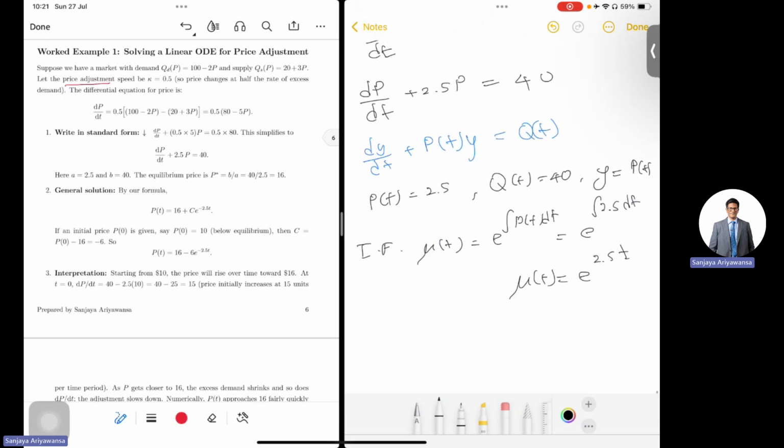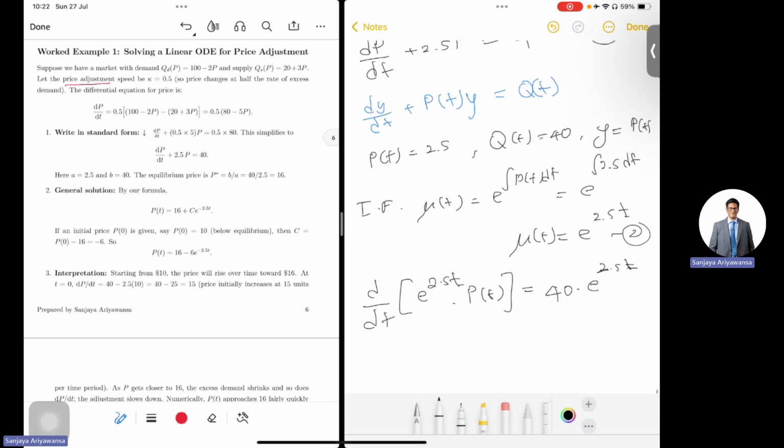So what's step number three? Multiply this whole equation number one with the integrating factor, such that it all boils down to the integrating factor times the variable of interest, which is p of t in my case, price, equals, on the right hand side, 40 times e to the power 2.5 times t.